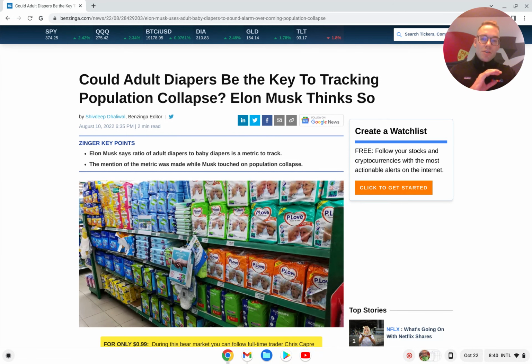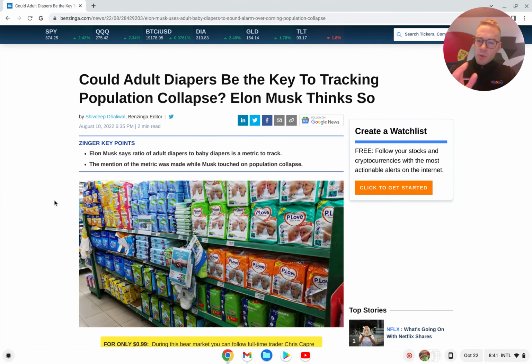All right, let's just move right into this article here with Elon Musk commenting on the aging population, talking about the ability to track this by looking at the amounts of baby diapers to adult diapers that are being produced in a society. So we can basically call it the Adult Diaper Index. I think it's very interesting. It's a very clever thing from Musk.